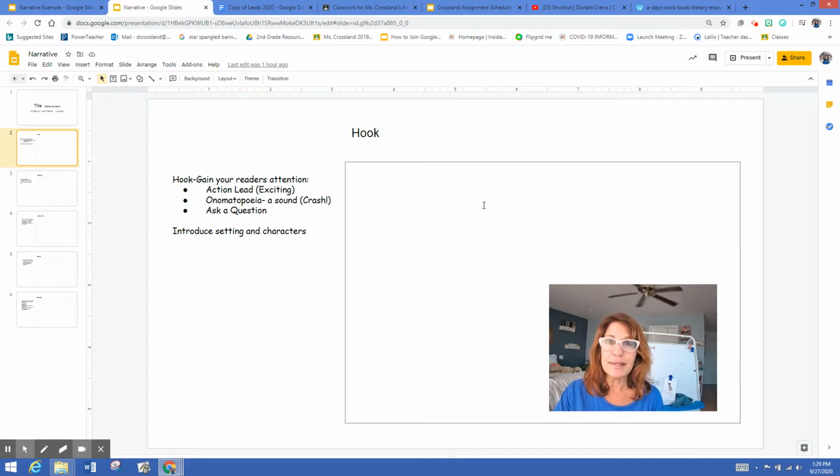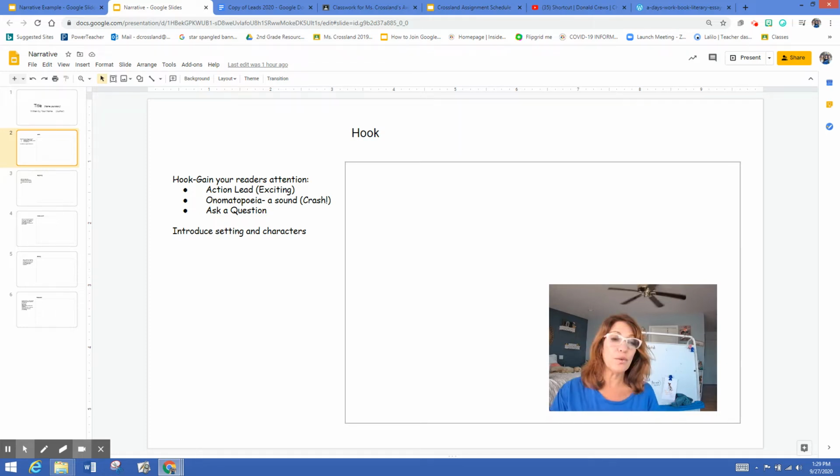A hook is something that we use at the beginning of a story to get the reader's attention. So just like if you were going fishing and you threw a hook in the ocean, you would grab a fish. Well, we're doing the same thing, only instead of getting fish, we're going to get readers, people that want to read our story because it's so interesting at the beginning.